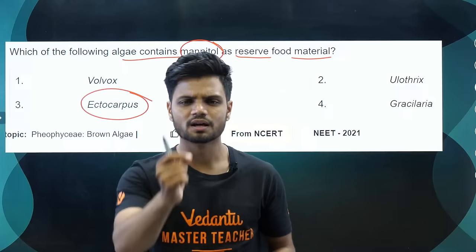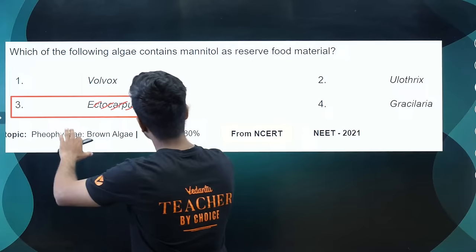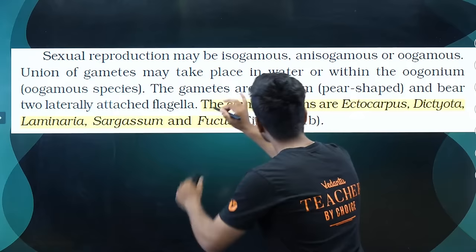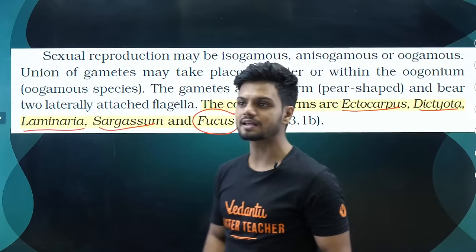It is Ectocarpus. Now, what if I change this Ectocarpus to Fucus? Will the answer remain the same? Tell me in the chat. The answer should be yes, sir, because the other examples for your brown algae are Ectocarpus, Dictyota, Laminaria, Sargassum, as well as Fucus.